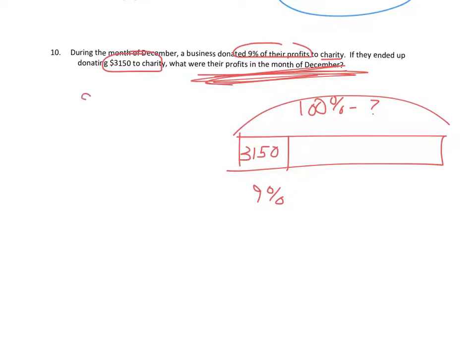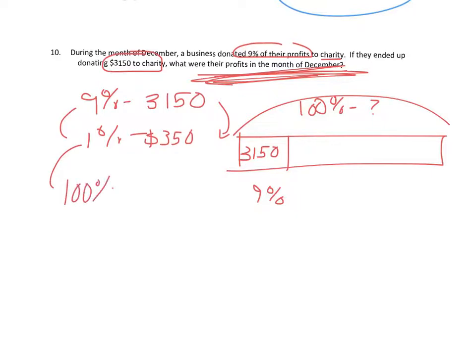So if I know 9% of the money is $31.50, I can find 1% of the money by dividing both by 9. If I take $31.50 and divide it by 9, it gives me $3.50. That's $3.50 per each percent. But I want to know the full 100%. So now if I multiply by 100 and I multiply this by 100, I'll get $350 as the total.